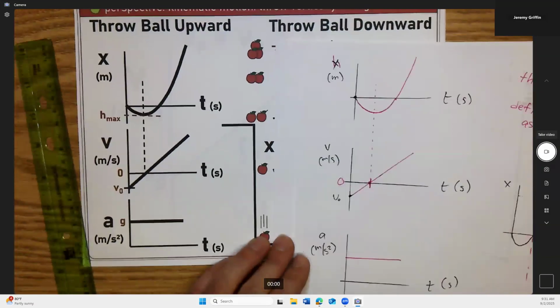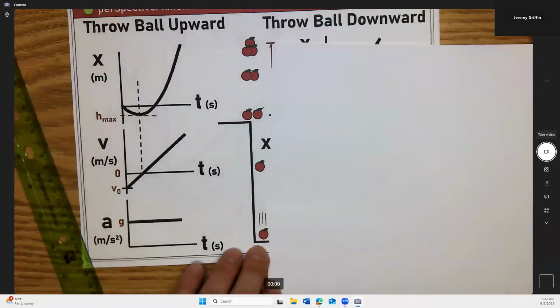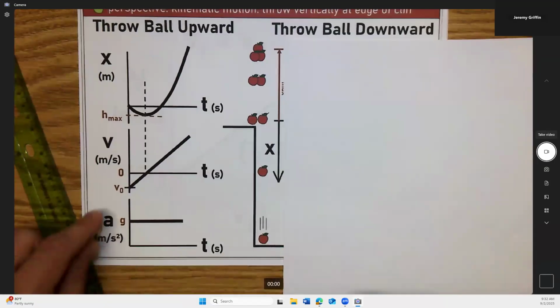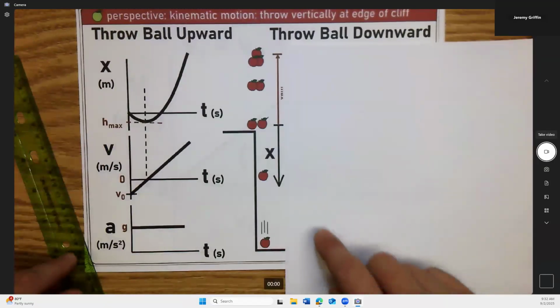How about throwing the ball downward? Throwing the ball downward. What's that going to be looking like? We're not throwing it. It doesn't go up and over. We're just going down. So, look at the difference. Now, again, we're going to keep defining down as the positive direction.